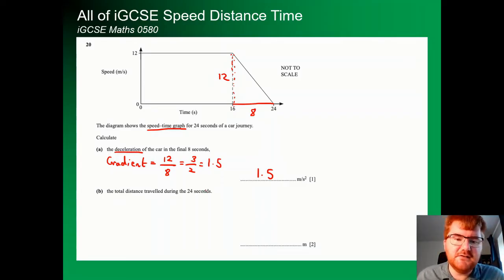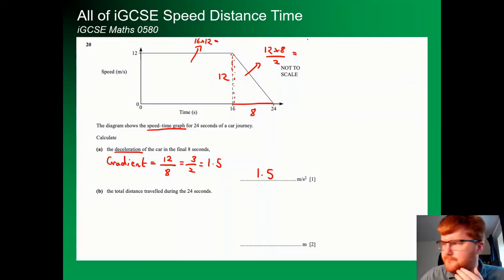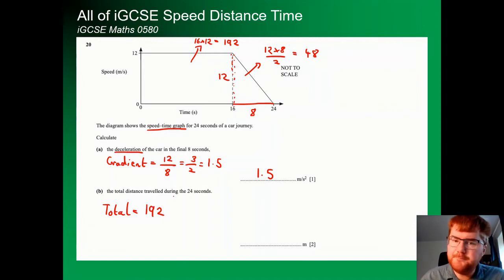Now we want the total distance travelled during the 24 seconds. Same approach as before. We're going to work out the area of the rectangle and the area of the triangle. So here we've got 16 times 12. In this part here we have base times height divided by 2. So that gives us 48 here. Again, you can check on your calculator. This is 192. So if we pop these together, the area of the rectangle, 192, add on 48, and that will give us 240 meters.